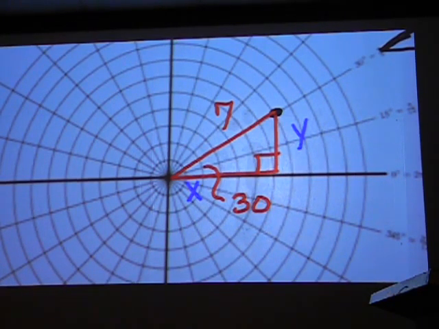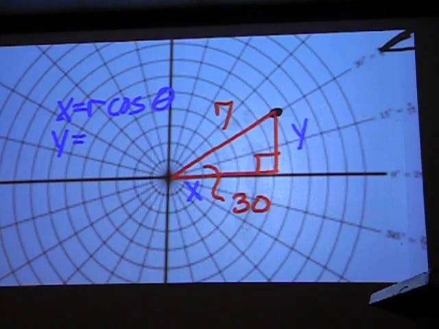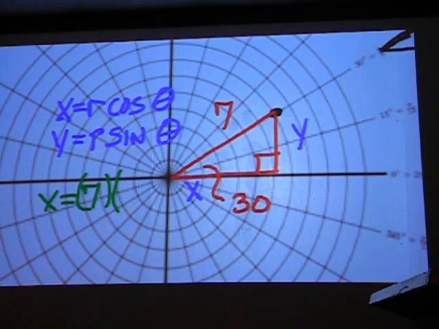Now remember the formulas for x and y. They are x equals r cosine theta, and then y equals r sine theta. So for the x value, we will use 7 and then multiply that by cosine 30 degrees. Cosine 30 degrees turns out to be 0.86 and some change, but multiply that by 7 to get your answer rounded to the 10th place of 6.1.